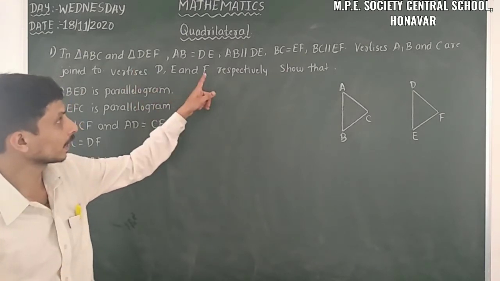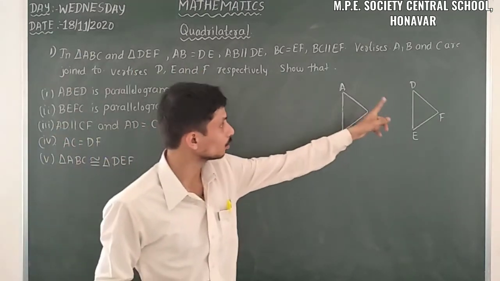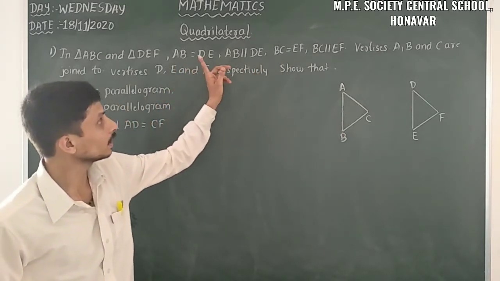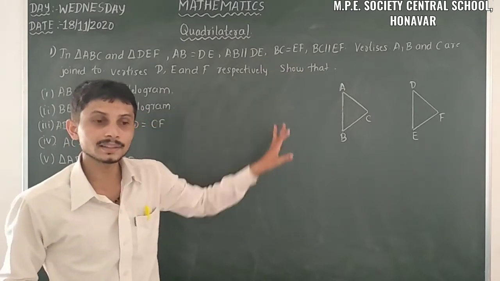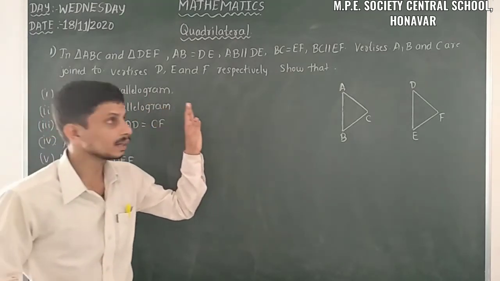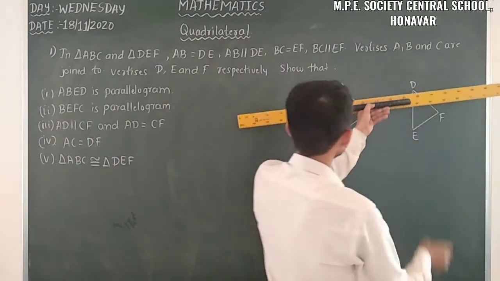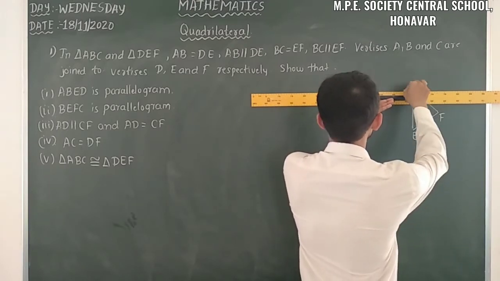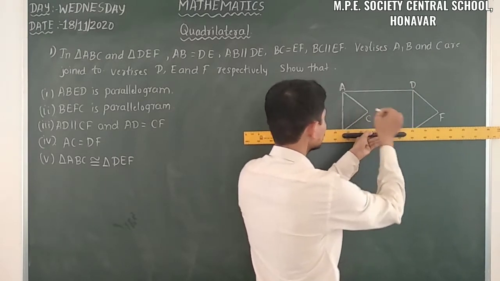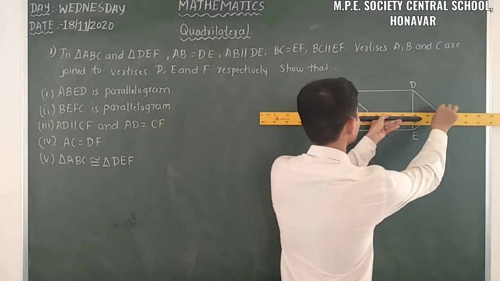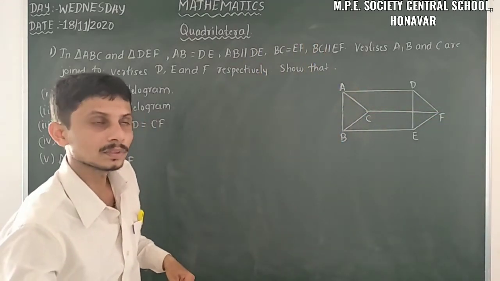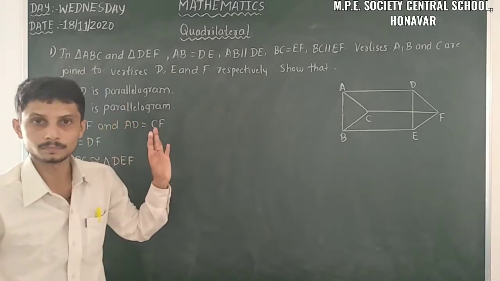That means here we have two triangles. In the two triangles, AB is equal to DE and BC is equal to EF. Along with that, AB is parallel to DE and BC is parallel to EF. Then we have to join A to D, B to E, and C to F. So this is the diagram, the pictorial view of this problem.